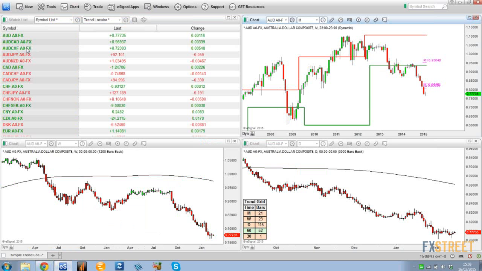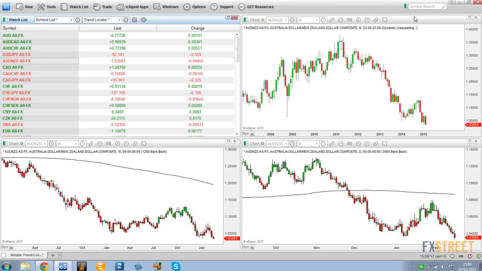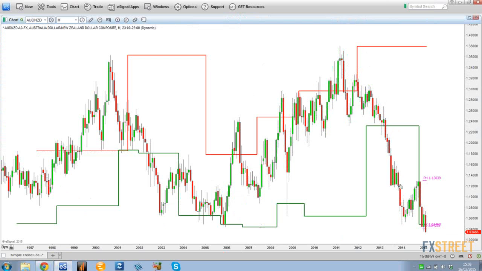Okay, let's move to the Aussie dollar, New Zealand dollar. Again, going to the monthly chart, you can see with the Aussie dollar, New Zealand dollar, this really strong bear trend in 2012, 2013, which handed out a lot of profit. So the Aussie dollar, New Zealand dollar is a good example of where trends have appeared.